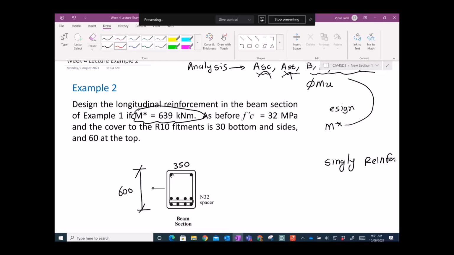Now it says that you don't know this Rho, but you can say that there are N28 bars on top and bottom. That's just to start with, that you want to use N28 bars top and bottom. The concrete compressive strength is 32. The bottom cover is 30 and the top cover is 60. That was given to you.